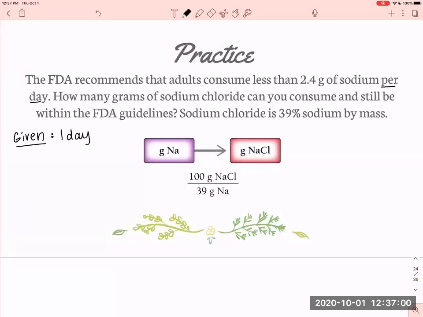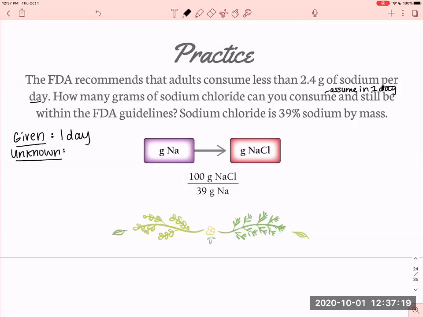How many grams can I consume? And I'm going to assume here in 1 day. Since they give me this per day, they don't really tell me in my lifetime or in a week. So we're just going to assume, hey, how much sodium chloride can I eat in a day? My unknown. And that's kind of hard to tell the day.